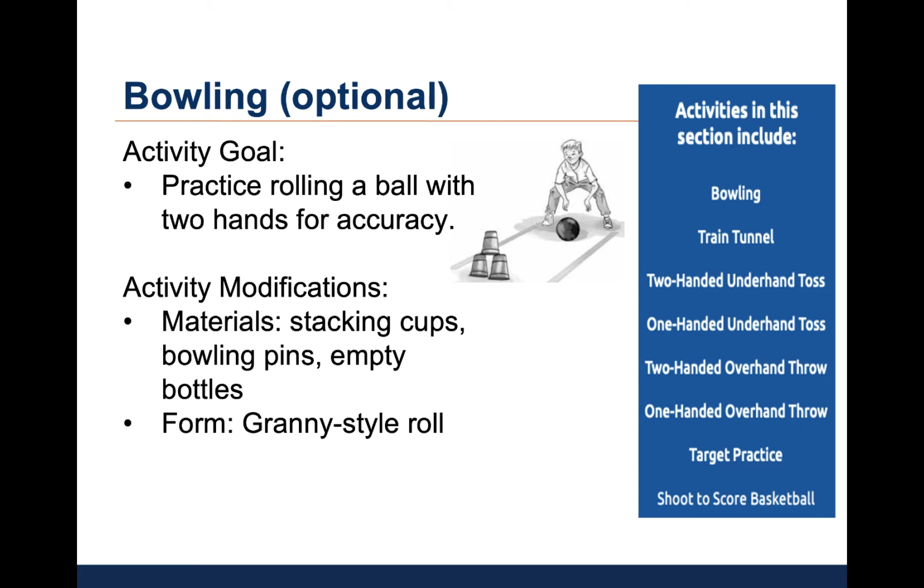For this activity, the coach or parent can create a bowling lane with two balance beams, sticks, or tape. Pins can be made with stacking cups, plastic bowling pins, or empty bottles. The children will roll a ball to knock down the pins. The goal is to practice rolling the ball for accuracy. Now let's watch a video of a child participating in this activity.